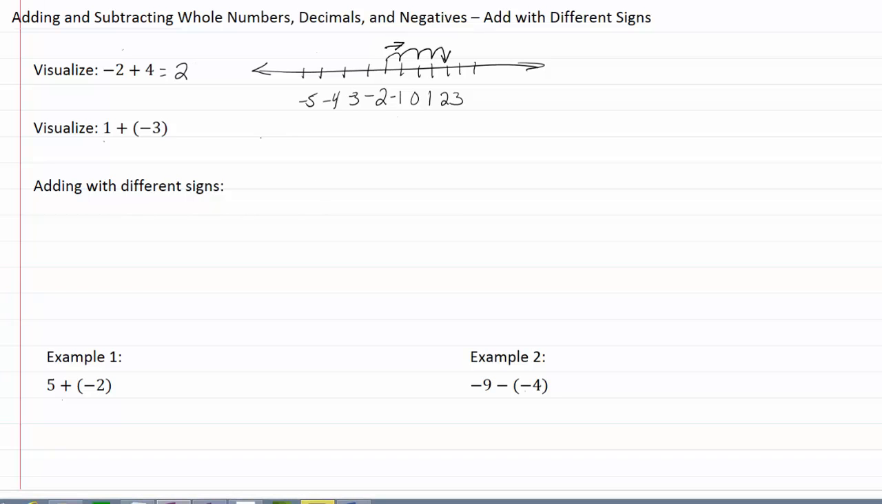Let's take a look at our second problem. Again, it's easiest to visualize this with a number line. So I'll put our 1 in, and then put a few more hash marks in. Okay, so we're starting at 1, and it says we're going to go in the negative direction 3 places. So that means that we're going to go on the left and go 3 places, 1, 2, 3, which is going to put us at a -2.